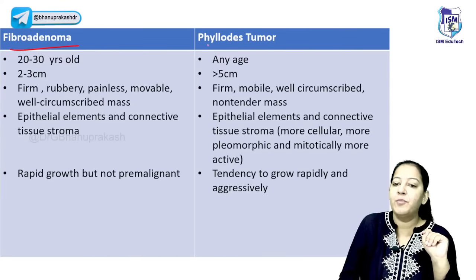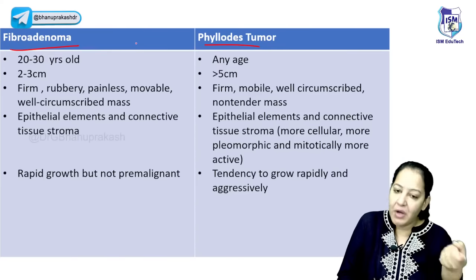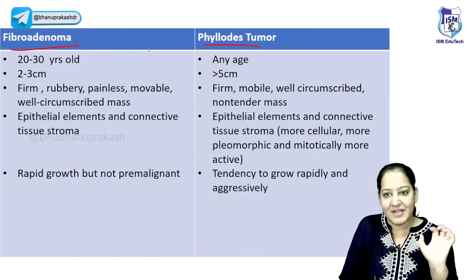Hannah, fibroadenoma and phylloids, the stromal tumors. Now I will be covering the epithelial tumors, the main breast cancer.